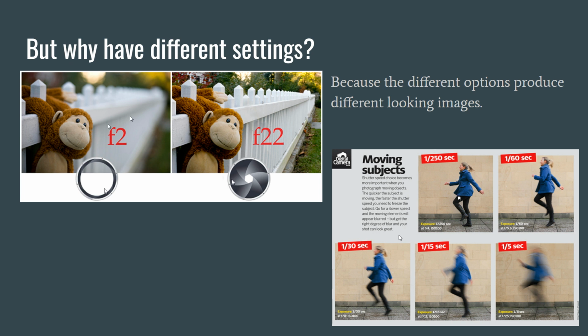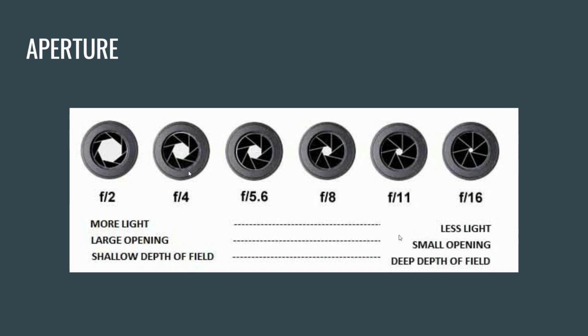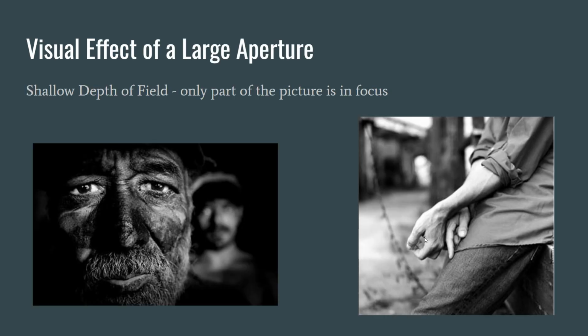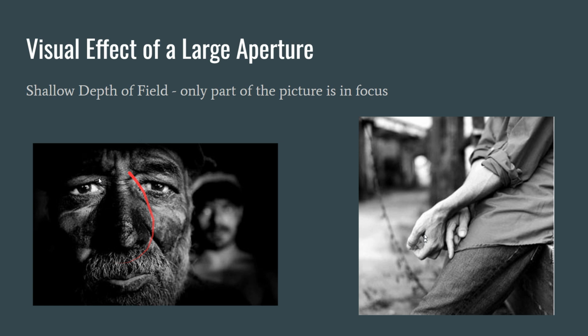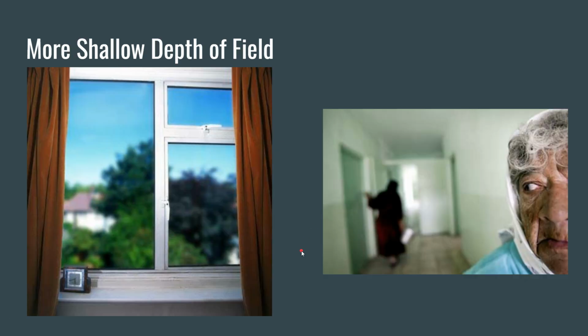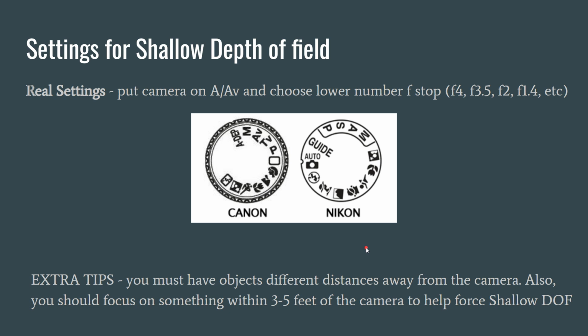So let's talk about these in a little bit more depth. Here we have all different settings. They're called f-stops. And of course, the bigger one lets in more light and the smaller one lets in less light. And the visual effect, with some examples so you can see, is when you have shallow depth of field, that means only part of the picture is in focus. So his face is in focus, the guy in the background's out of focus. The hands are in focus, the background's out of focus. The curtain and the window frame are in focus, out of focus, focus, out of focus. So it actually has to do with depth.